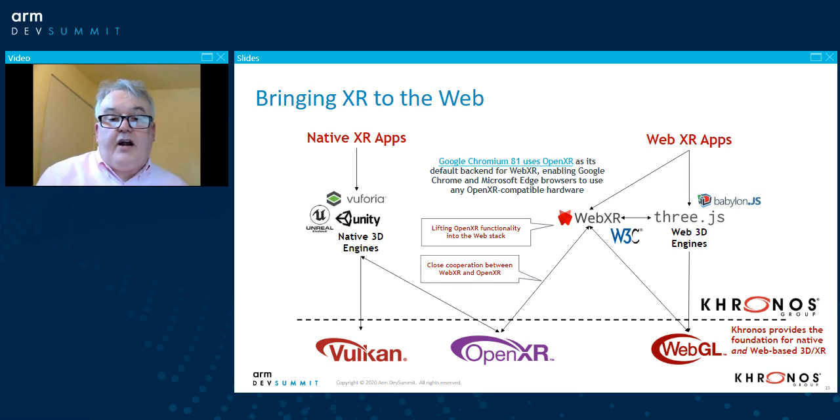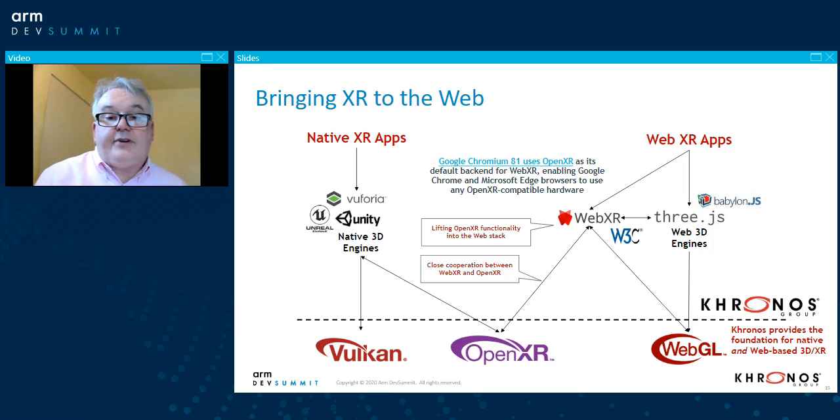Vulkan and OpenXR are both native APIs. However, the metaverse of openly connected and searchable virtual spaces and interstitial experiences is likely to evolve out of the World Wide Web, and so it's critical that the industry also bring accelerated XR capability to the browser. The World Wide Web Consortium, the W3C, is developing the WebXR standard to bring XR capabilities to the web stack.